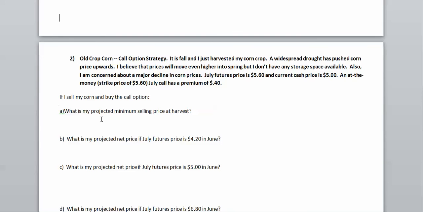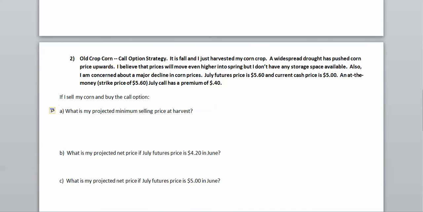Also, I am concerned about a major decline in corn prices. July futures price is $5.60 a bushel with a current cash price of $5. An at the money strike price option of $5.60, in other words, July call has a premium of 40 cents. So if I sell my corn and buy the call option, what's my projected minimum selling price at harvest?